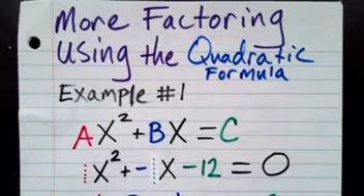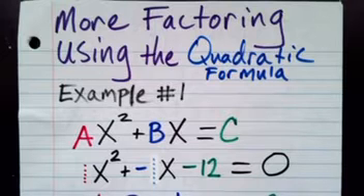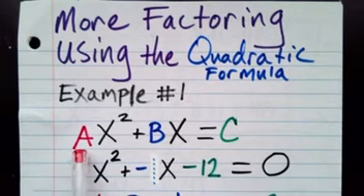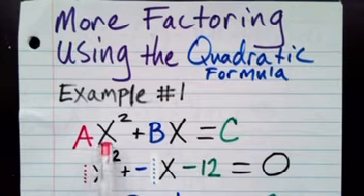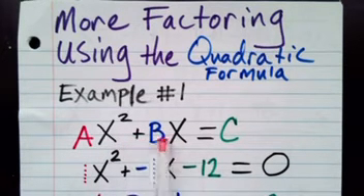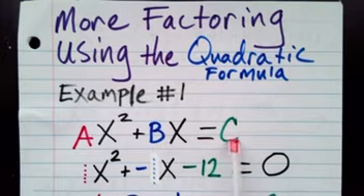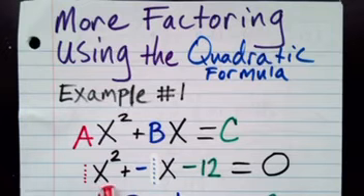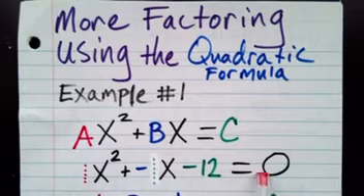Okay, welcome to part 3, an additional example of how to use the quadratic formula when trying to factor polynomials or quadratic equations. So remember the standard form: the number in front of the x squared is our a value, plus the number in front of the x value is our b value, and our constant left all alone is our c value. So in this example, I'm going to use x squared plus negative x minus 12 equals 0.